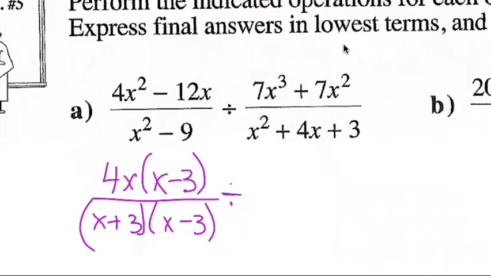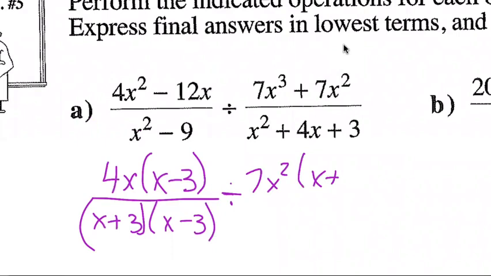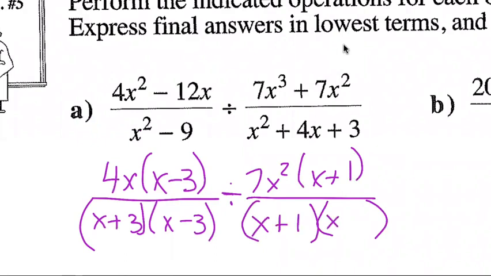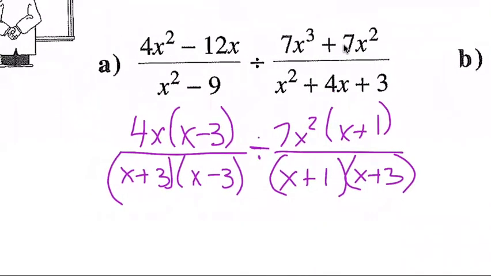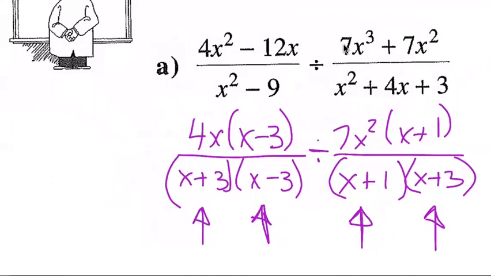Right. Okay, so I don't want to flip that right now. I'm going to factor it. I'm going to get 7x squared, x plus 1 all over x. Two numbers that multiply to 3, add to 4: plus 1, x plus 3. There. Now, my non-permissibles: -3, +3, -1, -3. X cannot equal plus or minus 3 or -1. Okay, that's as it stands right now.